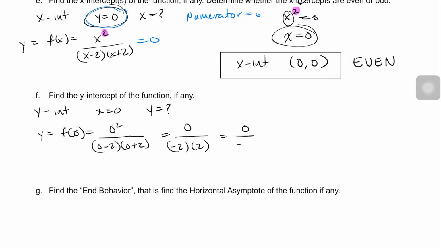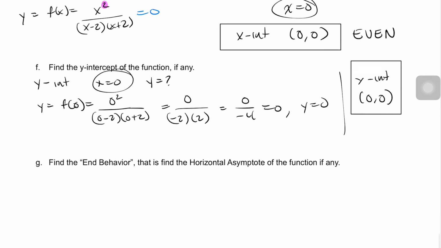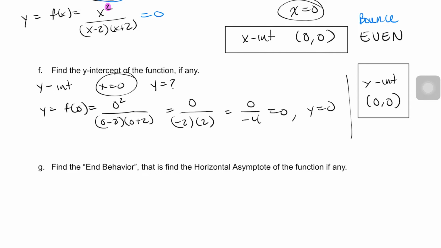This will give us 0 squared, which is 0, over negative 2 times positive 2, 0 over negative 4, which is 0. So y is 0 whenever x equals 0, which makes sense because that's the same thing we got last time. Alright, so the last part before we graph it is to find the end behavior of the function. In other words, find the horizontal asymptote.